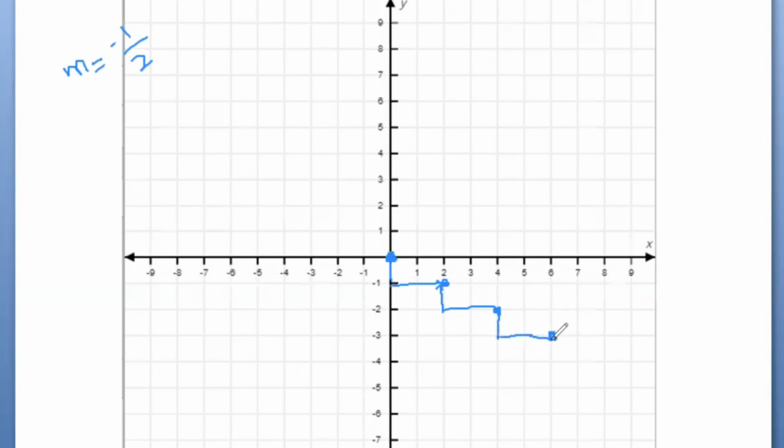So we got 3 points in this way. So here we have the line of the equation for the given slope-intercept equation.